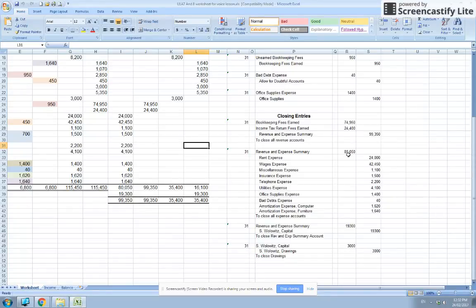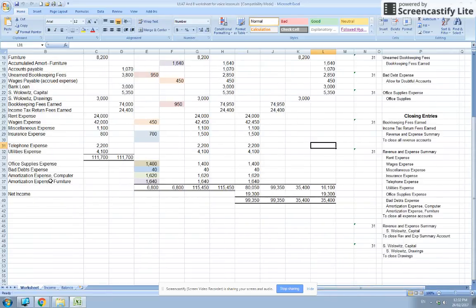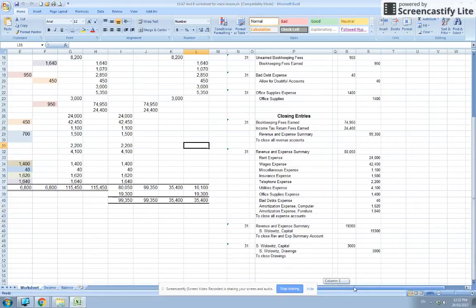Then you're going to debit your revenue and expense summary, the amount that is the total of all your accounts on the income statement. Don't forget to add your other accounts that you've added to the bottom onto your income statement, because those accounts were all expensed. So you're debiting revenue and expense summary for the total of the debit column on the worksheet, crediting all your expenses to bring them down to 0.